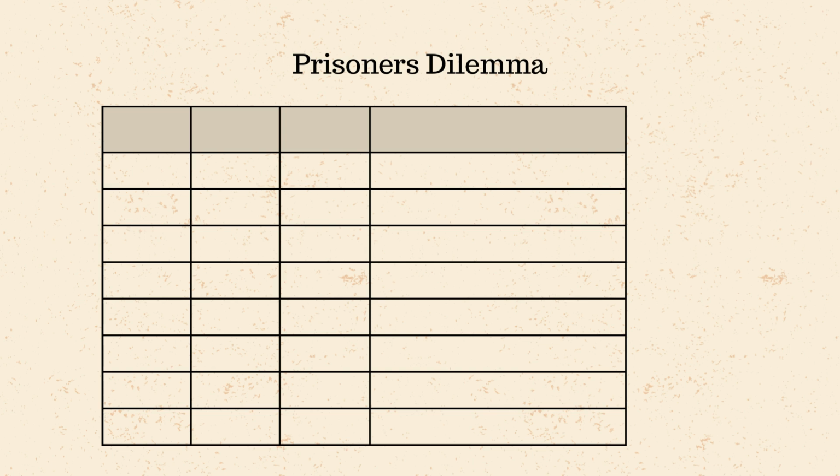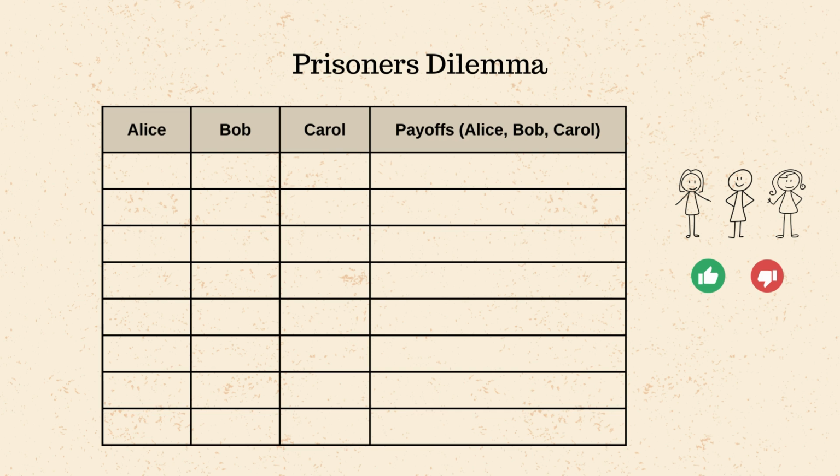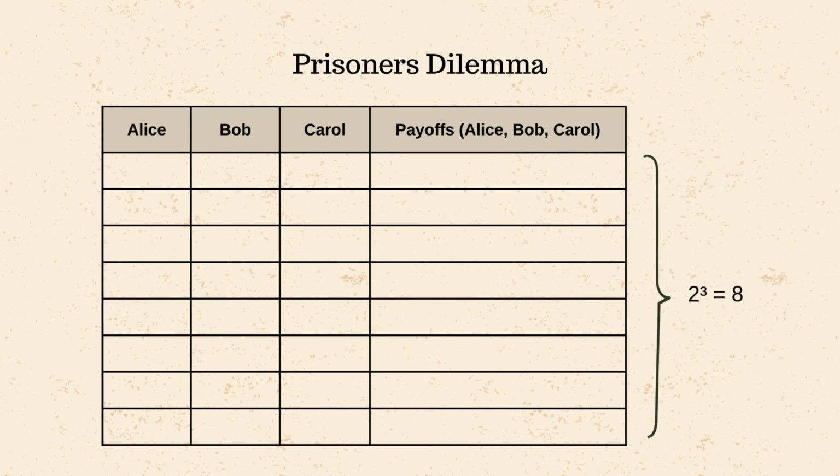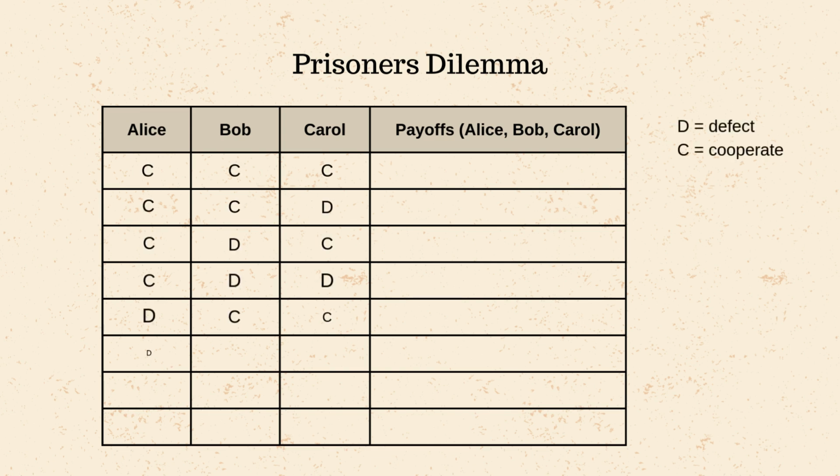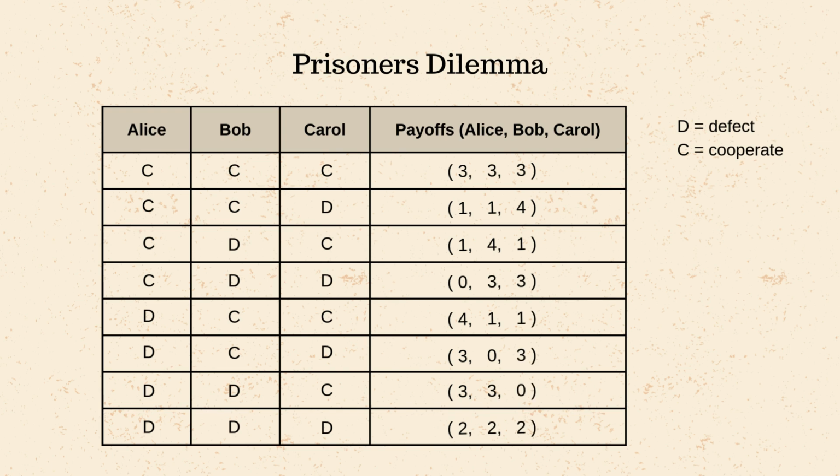To construct the payoff matrix, let us first define the columns for all the players and for the payoffs. Since there are three players, each with two possible actions, we will need 8 rows, from 2 to the power of 3 possible combinations. Now assign all the action combinations for all players. Lastly, assign the respective payoffs for each action combination.